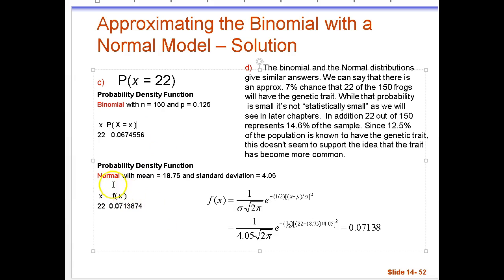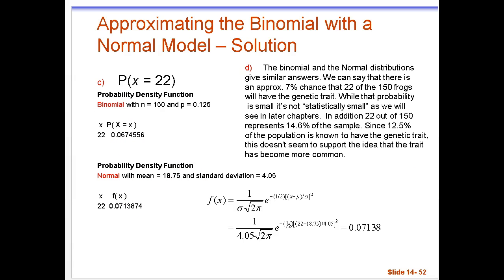And I also found the answer using the normal distribution, plugging in the mean and standard deviation from the binomial distribution. And that gives me an answer that's fairly consistent with the binomial. It's a little bit higher, but if I round both of these numbers off, I'm going to get roughly 7%.